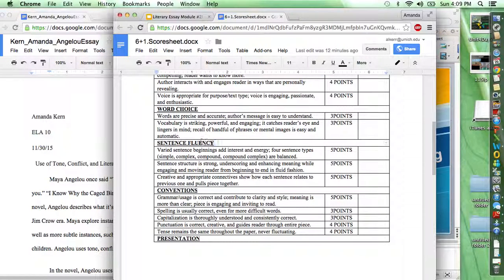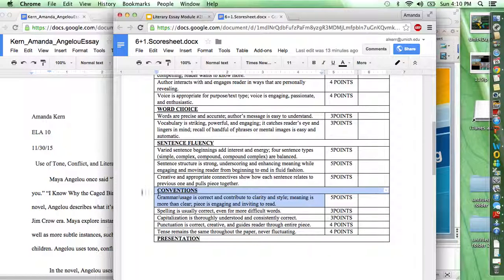The next category is sentence fluency. So you want to make sure that the sentences vary in terms of how short or long they are. You want to make sure that the sentence structure is strong, meaning there are no crazy run-on sentences or short, abrupt sentence fragments, and that the sentences tie one idea to the next idea.